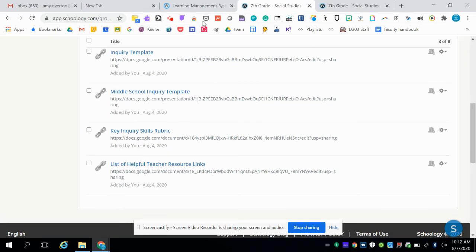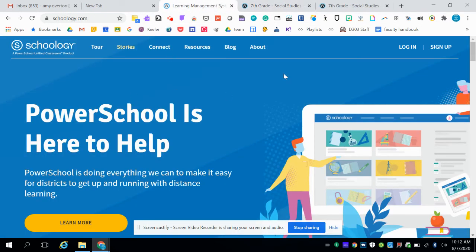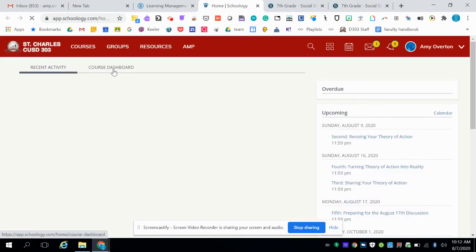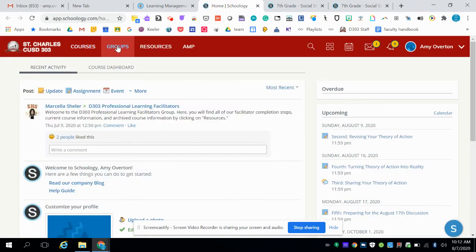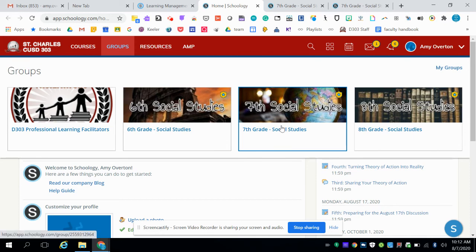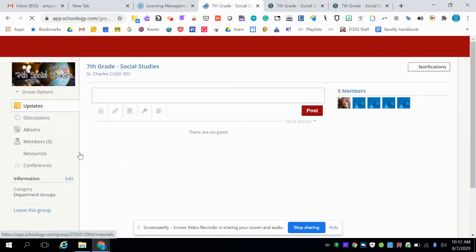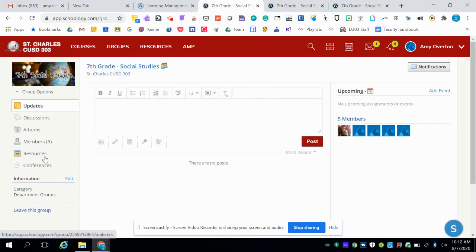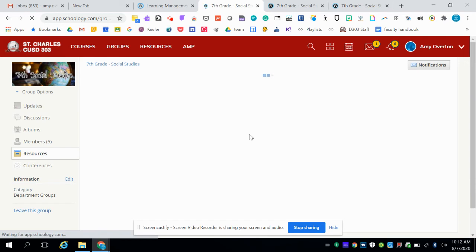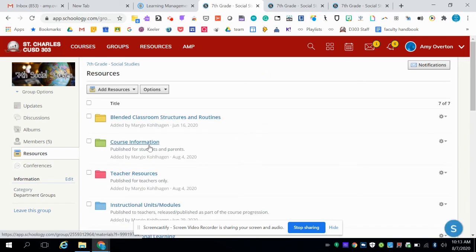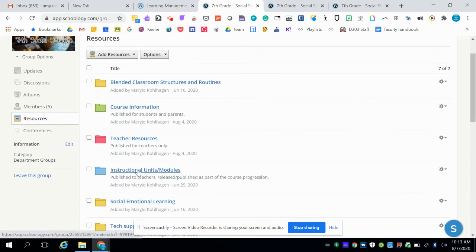Okay. So as we go back to Schoology, darn it, and we hit the wrong tab, and we look at what is possible here. There is one other folder, and this is where the difference between 7th and 8th grade sits. As we look at 7th grade social studies, and we've looked at the resource folder for course information for parents and students, and we've looked at the teacher resource folder. Then there is a folder for instructional units and modules.